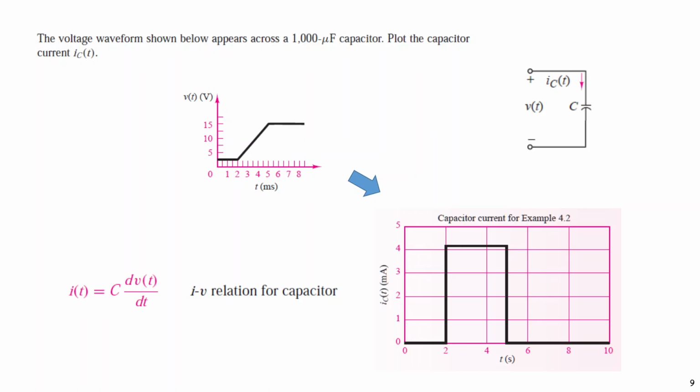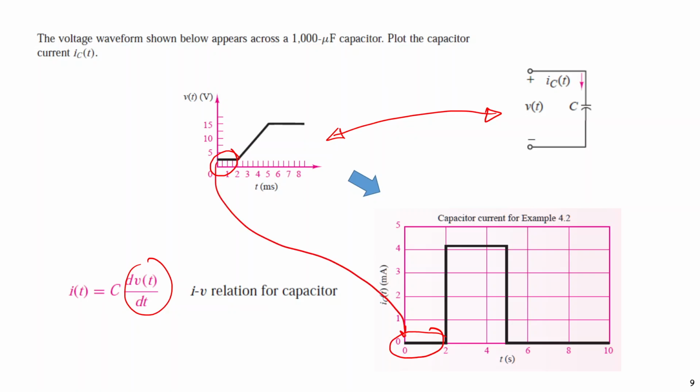Let's see another example. If you apply the voltage in this form to the capacitor, what happens? At the beginning, the voltage is constant. The voltage is constant, nothing changes, right? dV/dt is 0, so the current is 0. You can see the current is 0.